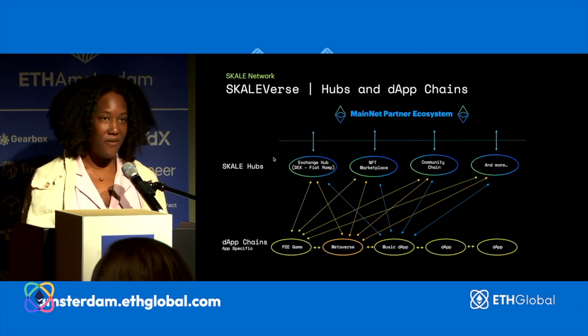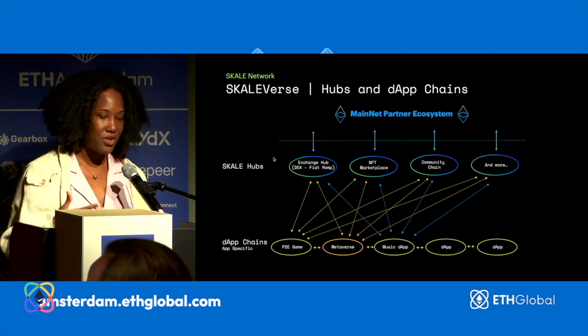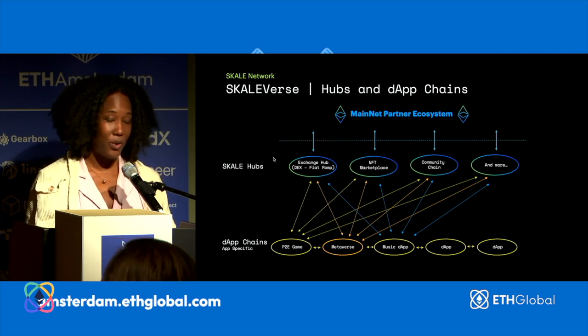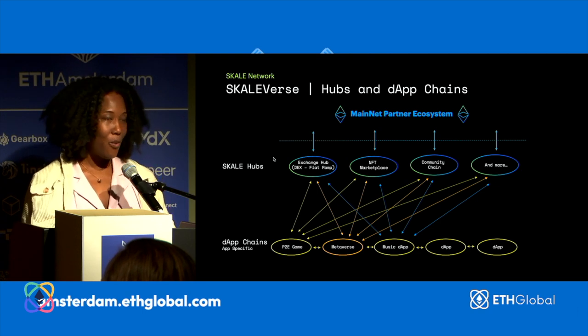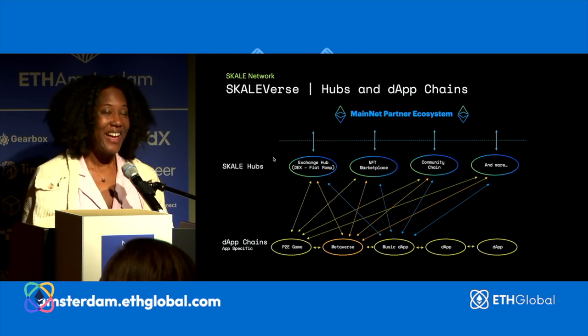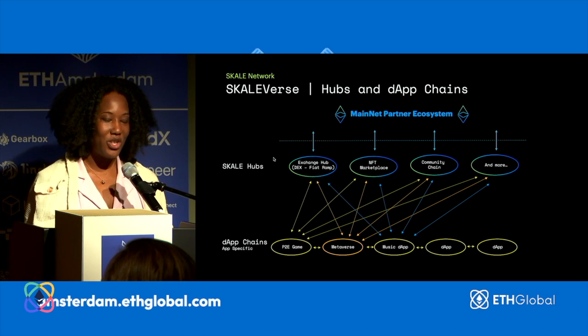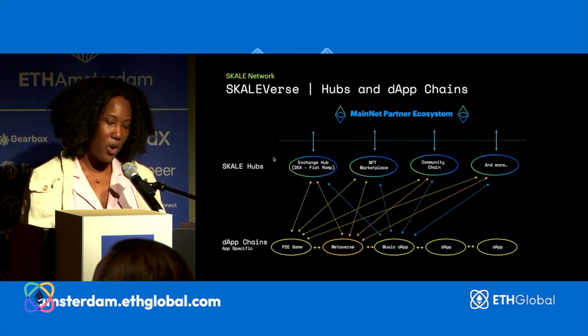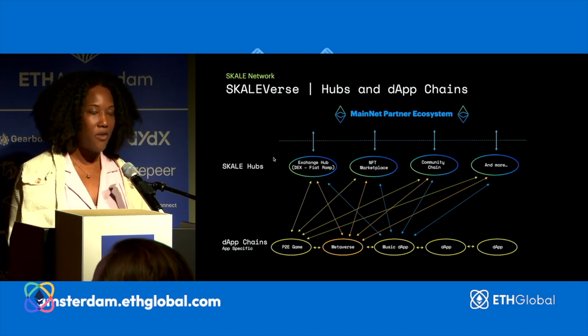It's going to be extremely fast. Everything processes in 18 seconds or less, but what that means is that you're able to bring over the pairs that you need for your game, for your NFT, for anything that you're building, whether it's a stablecoin, whether it's Ethereum, whether it's SKALE. It could be any token that you want to use or any custom token that you want to use.